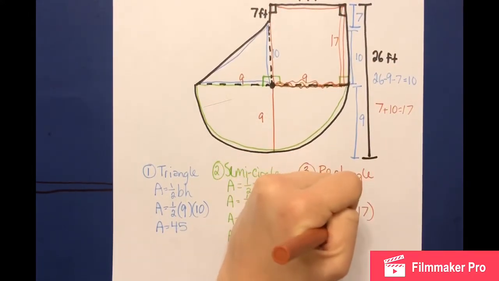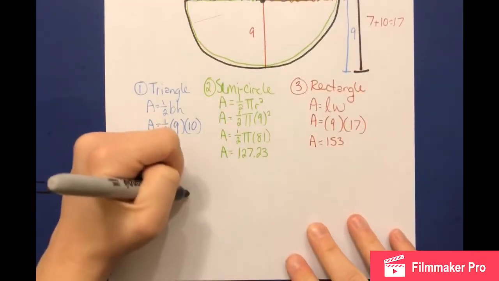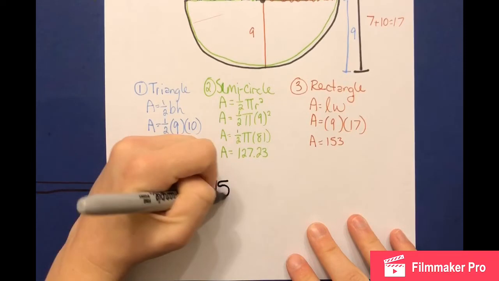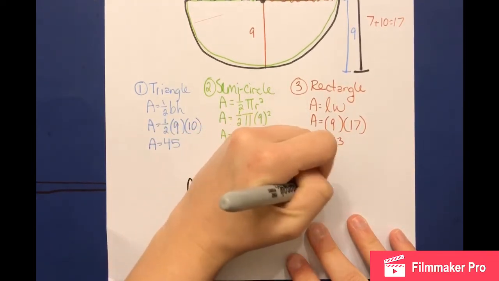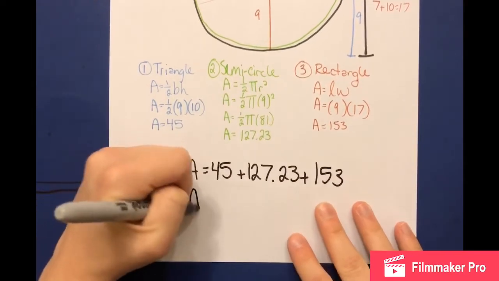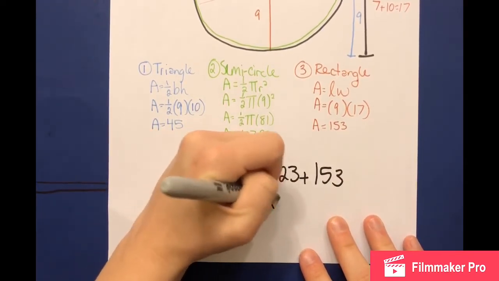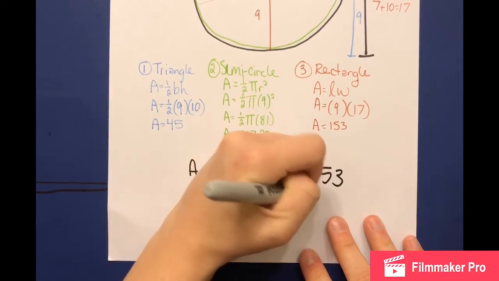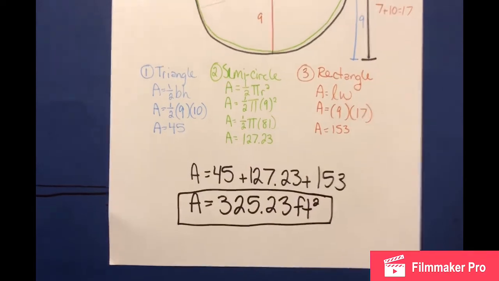Area is equal to 153. So now I'm just going to add all of them together. I have area is equal to 45 plus 127.23 plus 153. And that gives me 325.23 feet squared. Remember, I read into the hundredths. That's a good place to round to. Moving on to the next one.